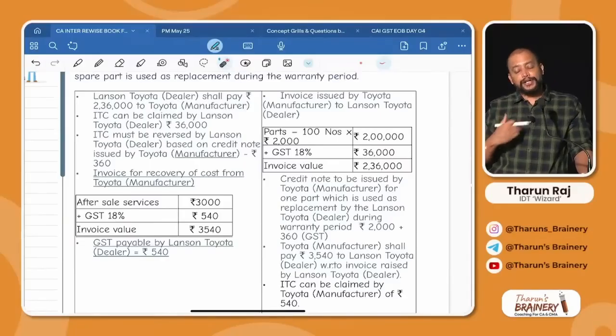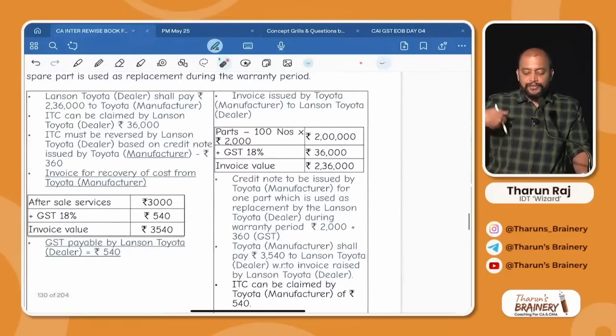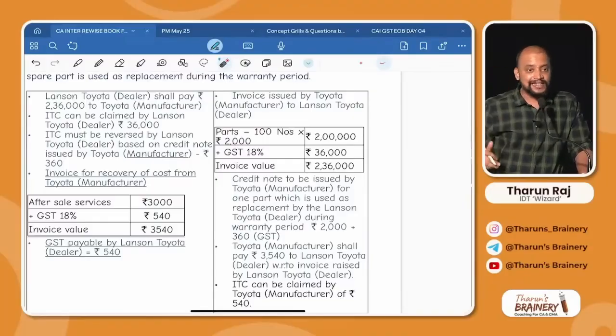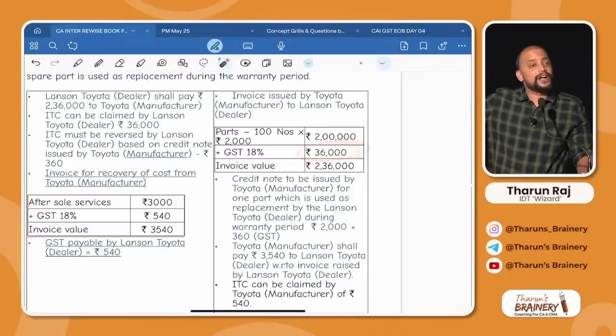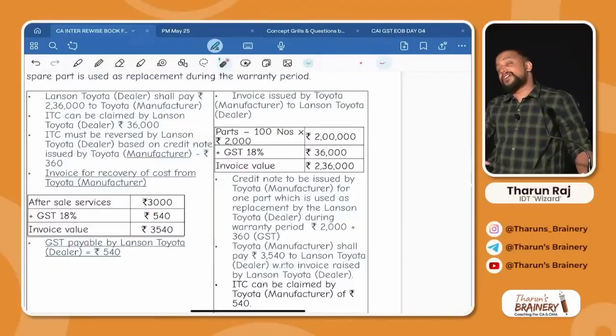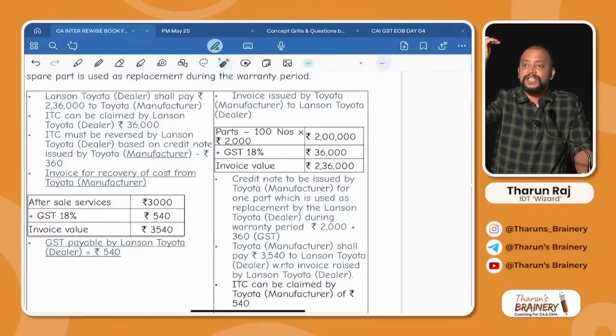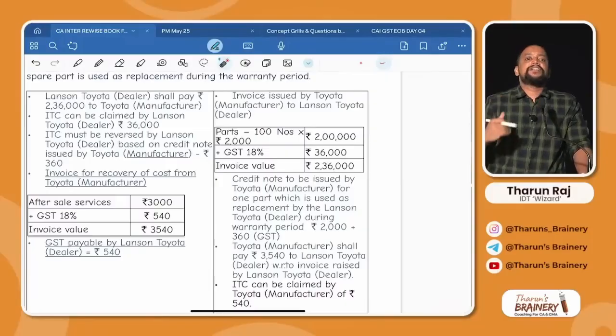From the manufacturer's point of view, first I raised you an invoice for 1000, that is 100 into 2000, 2,36,000, which means I will pay 36,000 to government, correct? Thereafter I will give you a credit note for 2,360, which means to that extent, 360 rupees, my liability gets reduced. Whenever a credit note is raised, my liability gets reduced.